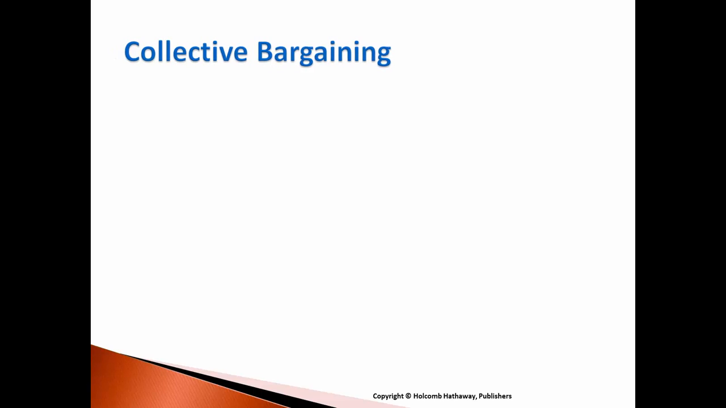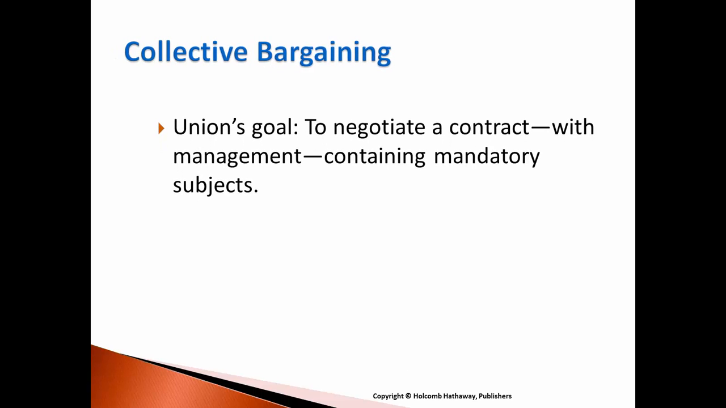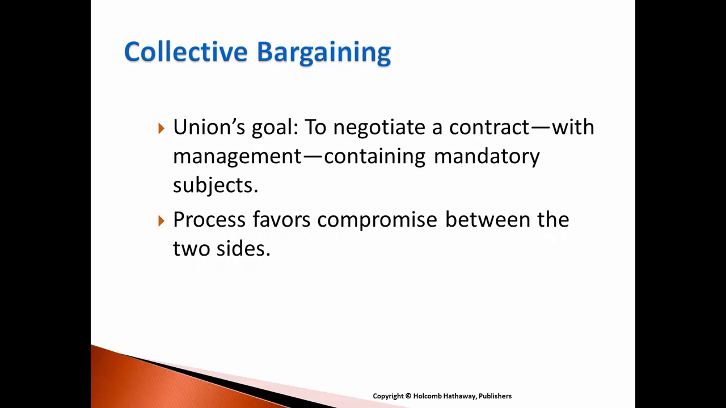With collective bargaining, really the union's goal is to negotiate a contract with management containing mandatory subjects. This process tends to favor compromise between the two sides.